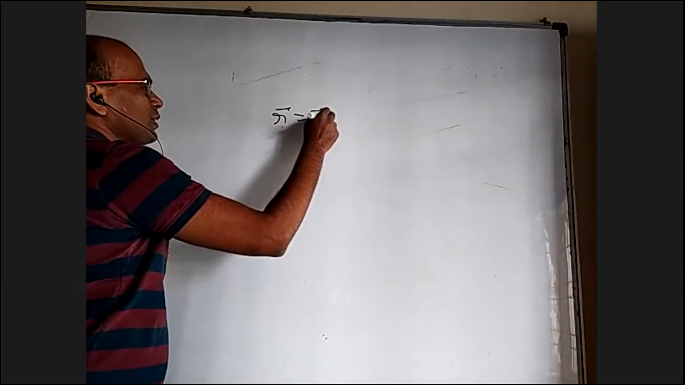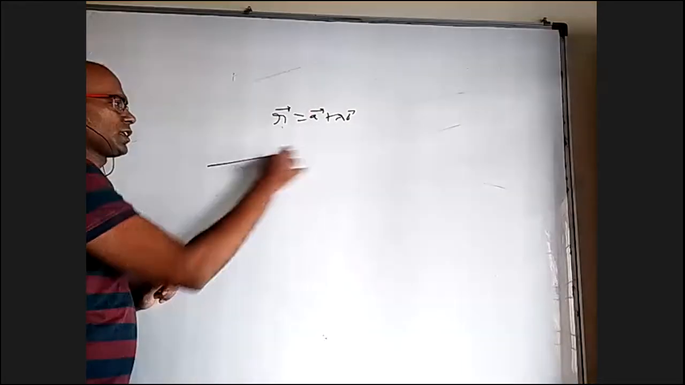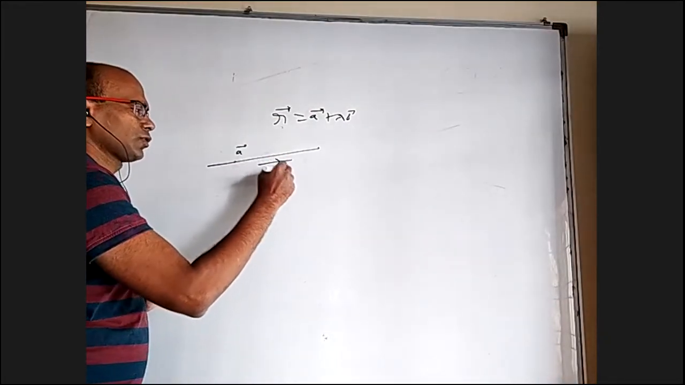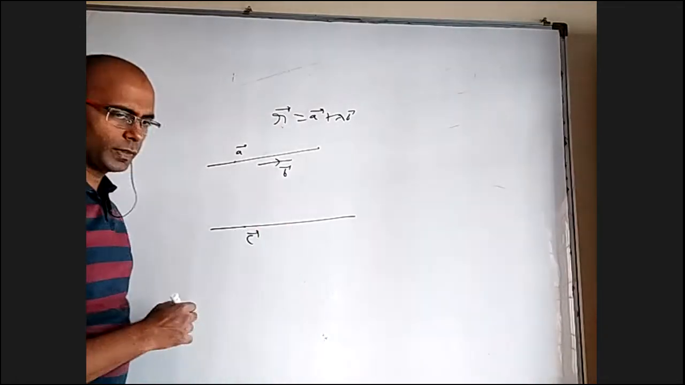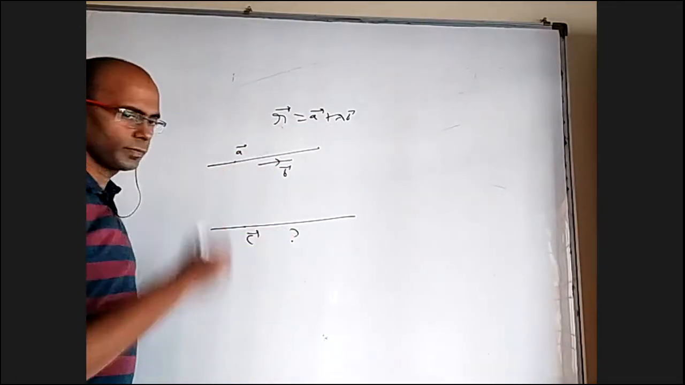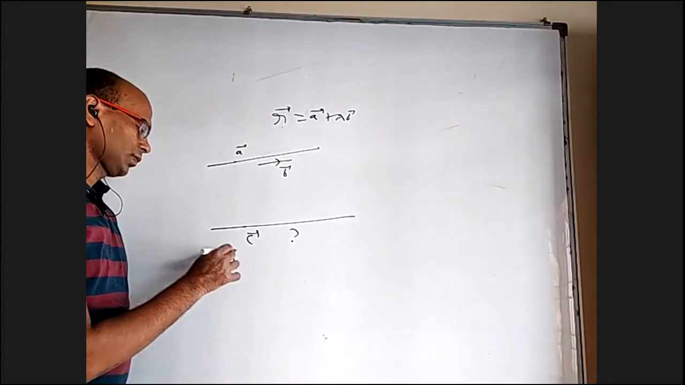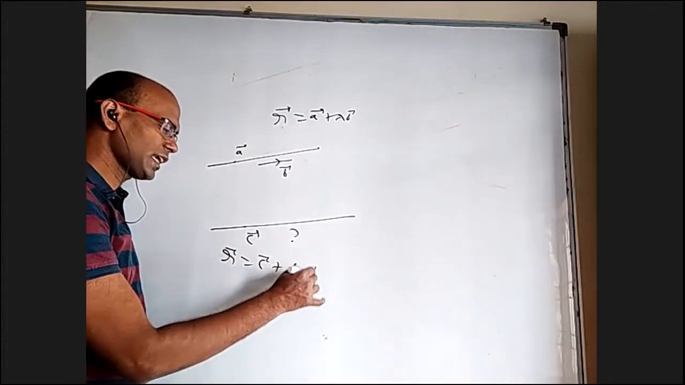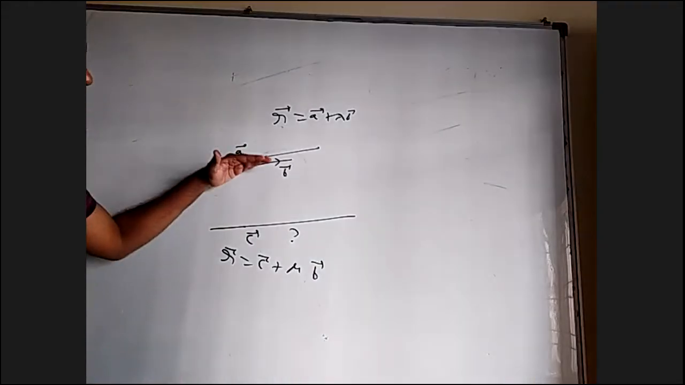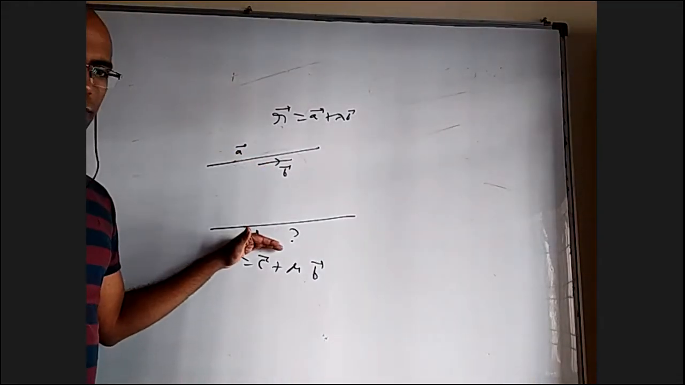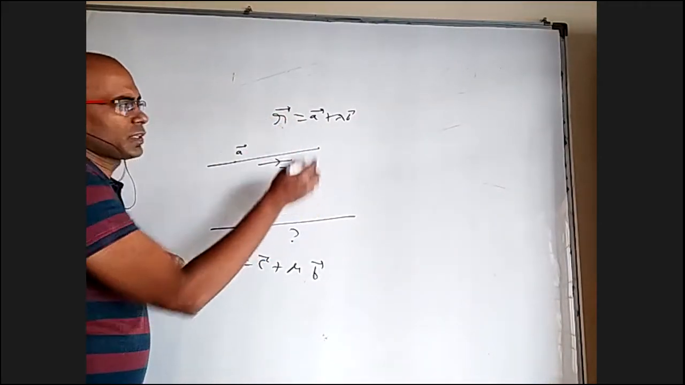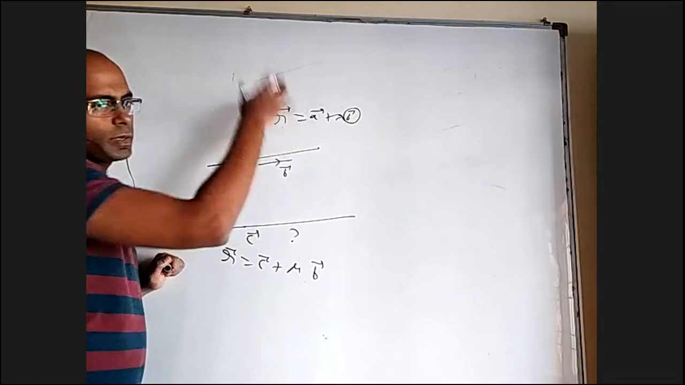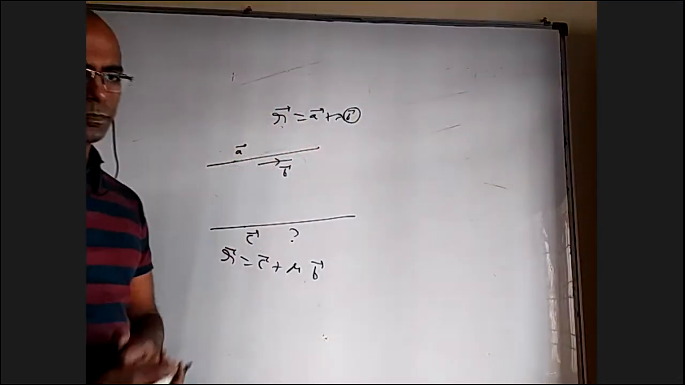Now, r bar equal to a bar plus lambda b bar is a line equation passing through point A and parallel to B. I want another line passing through C bar and parallel to the original line. What is that? R bar equal to C bar plus some mu into the same B bar only. Why? This line is parallel to B bar, and the new line is also parallel to B bar. You know one point, you know the parallel vector. So done. The vector will not change because if this is parallel to B bar, the new line also will be parallel to B bar. The point will change. That's all.